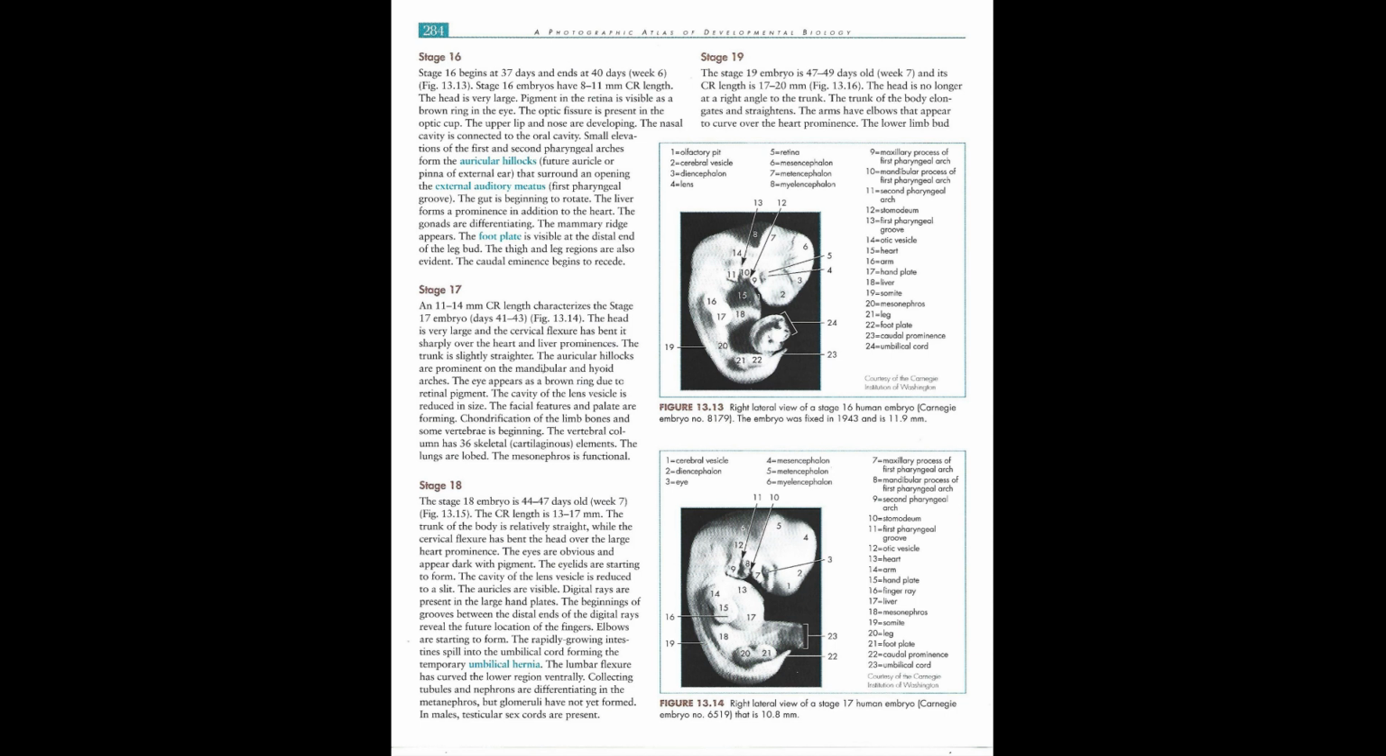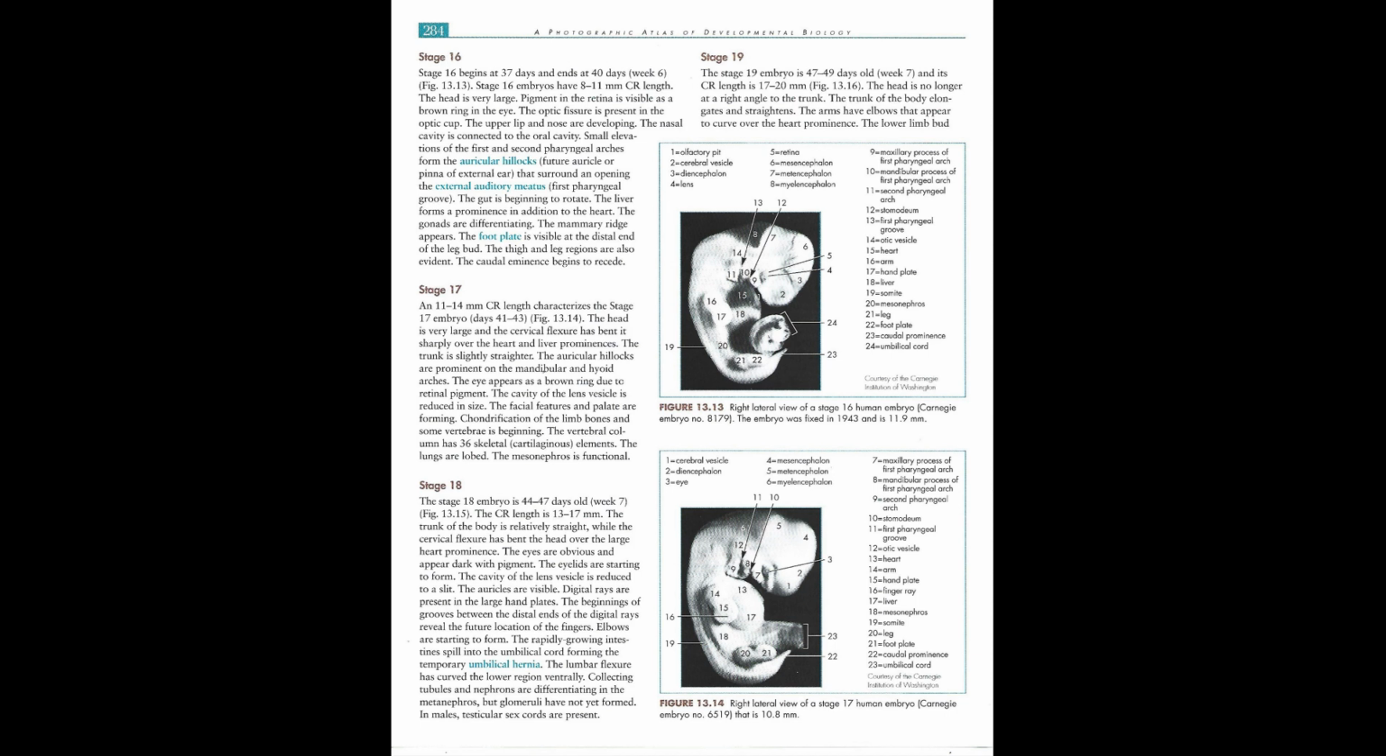Stage 18. The stage 18 embryo is 44 to 47 days old, week 7, Fig 13.15. The CR length is 13 to 17 millimeters. The trunk of the body is relatively straight, while the cervical flexure has bent the head over the large heart prominence. The eyes are obvious and appear dark with pigment. The eyelids are starting to form. The cavity of the lens vesicle is reduced to a slit.